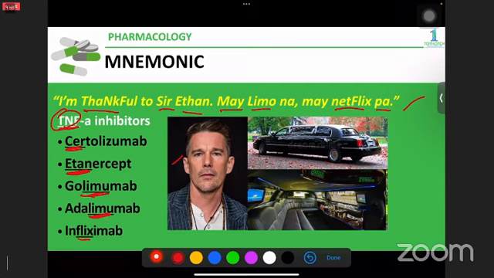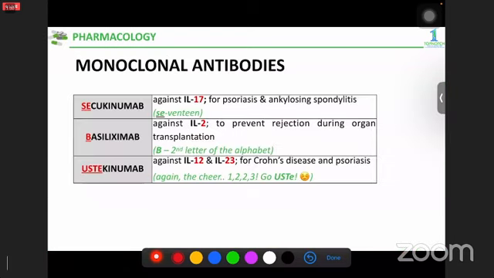So, yung isa is infliximab. Okay? So, siguro corny na kayo. Okay lang guys, ilang minutes na lang. So, I'm thankful to Sir Ethan, may limona, may Netflix pa. These are your TNF-alpha inhibitors. Must know. Okay. Other drugs, monoclonal antibodies.